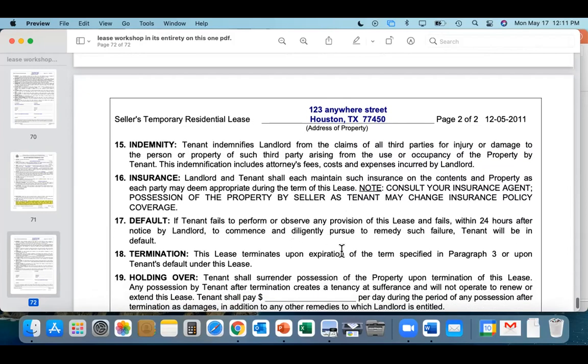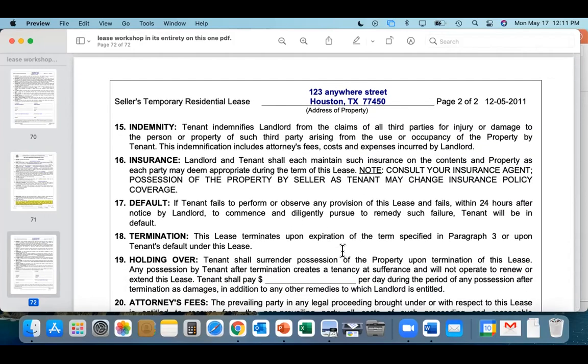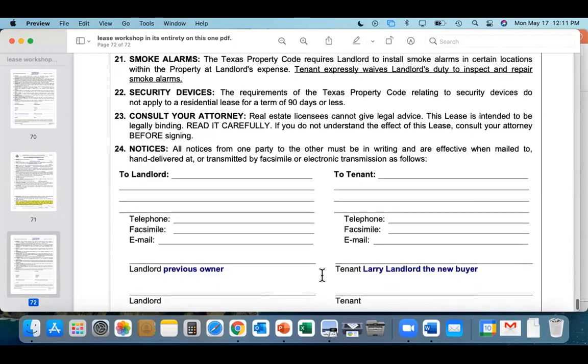This talks about insurances. Insurances are really important, whether you own a home or it's up for rental. All those things have to be changed out. So you want to notify your insurance carrier.